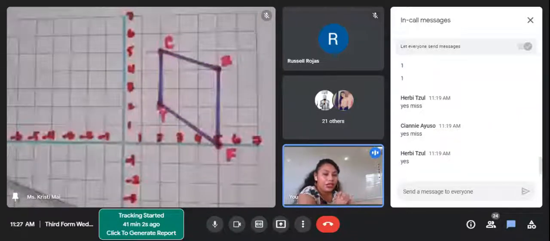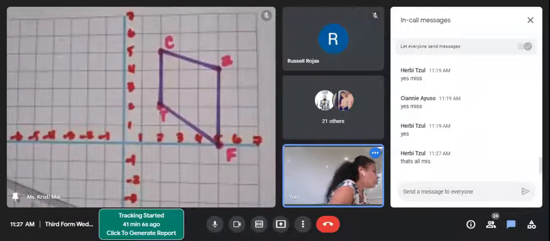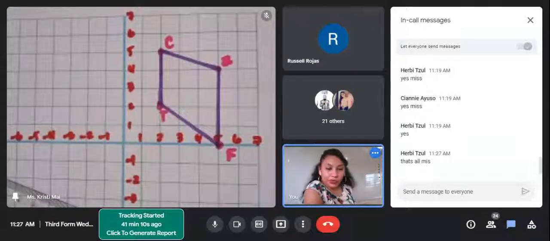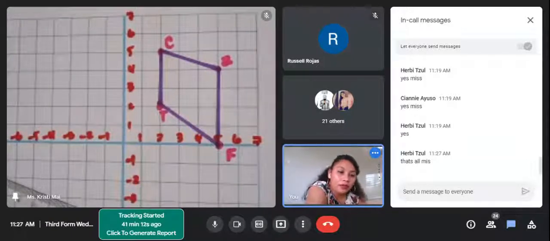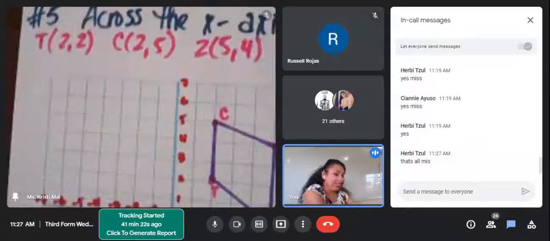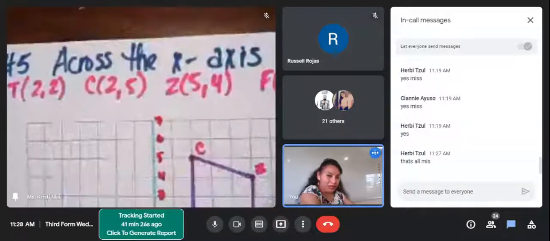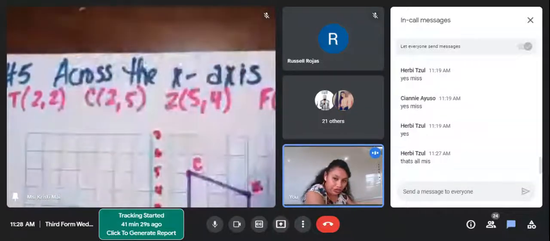Yes, everybody has the original image. No, this is the original image. We have the reflected. So this is just plotting the points here: T, C, Z, and F. We plotted the points, but now we have to do the reflection.